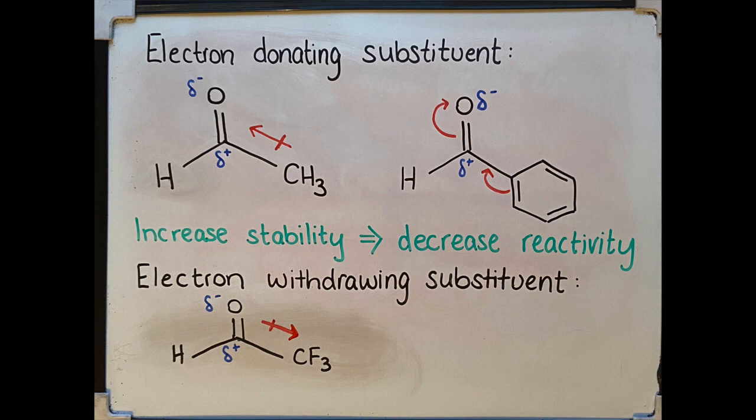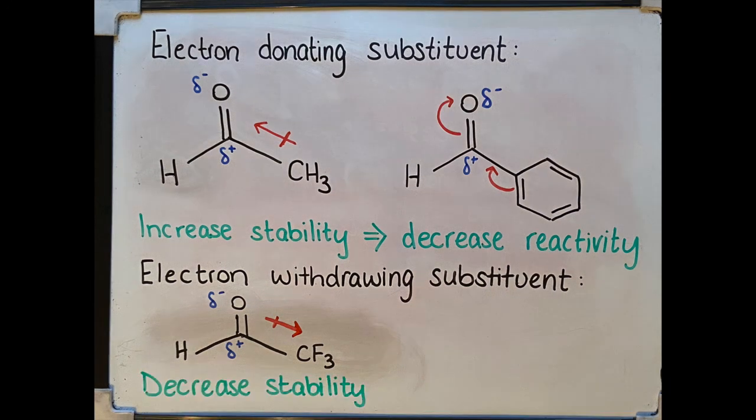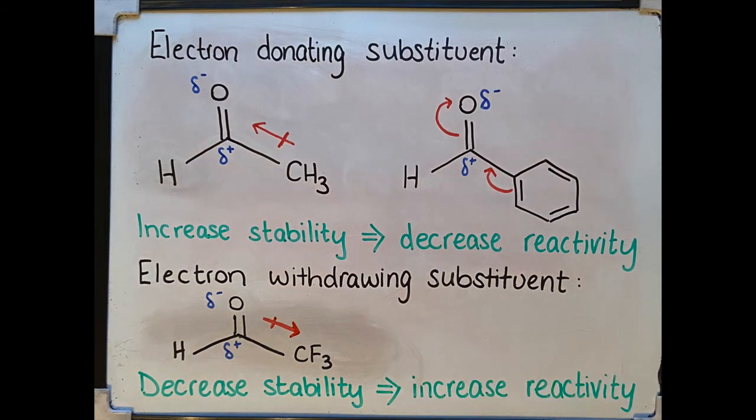An electron-withdrawing substituent, such as the inductively withdrawing CF3 group, will pull electron density away from the carbon and increase its positive charge. This decreases the stability of the compound and as a result increases its reactivity. Now let's discuss the second effect of the substituent group on the stability of the addition product.